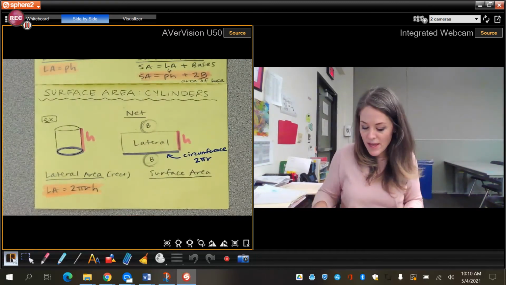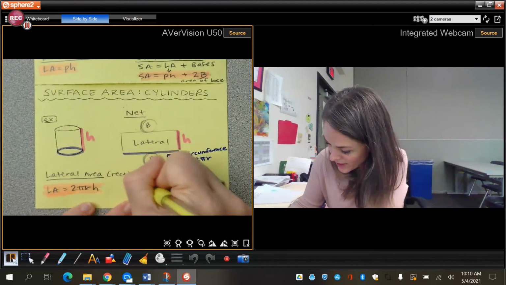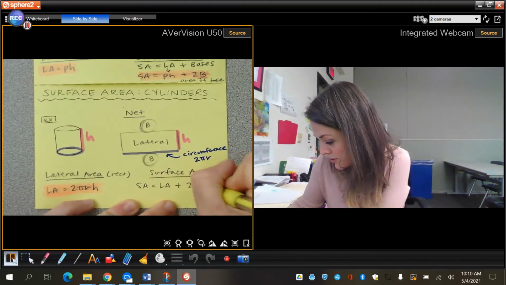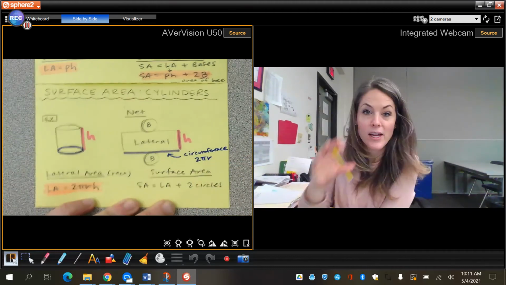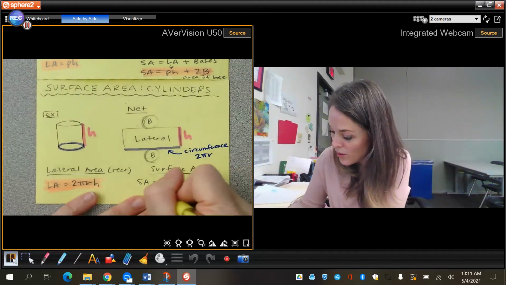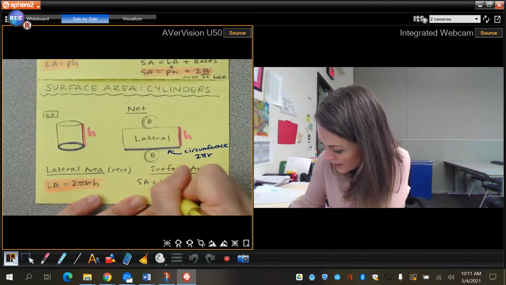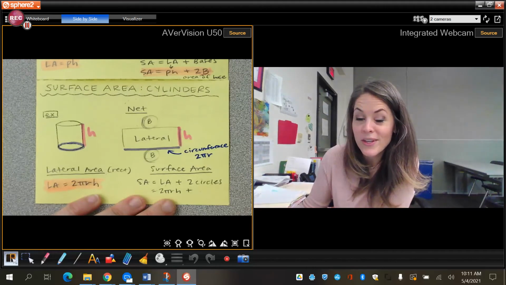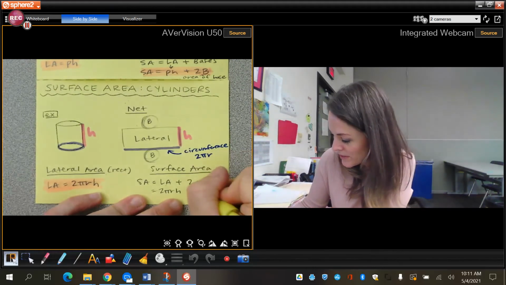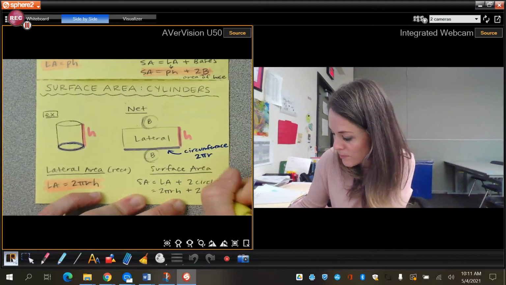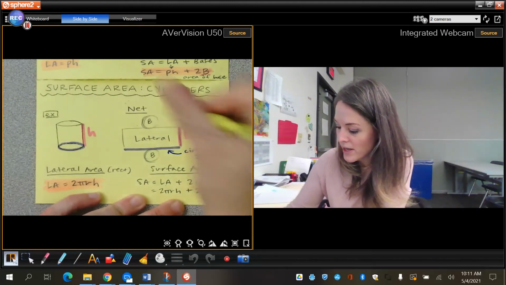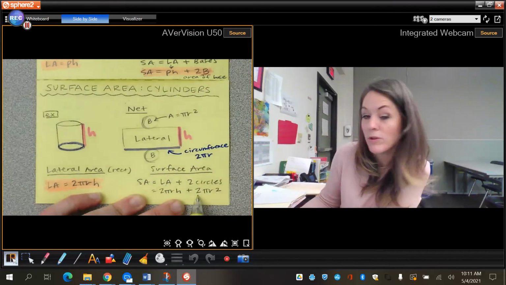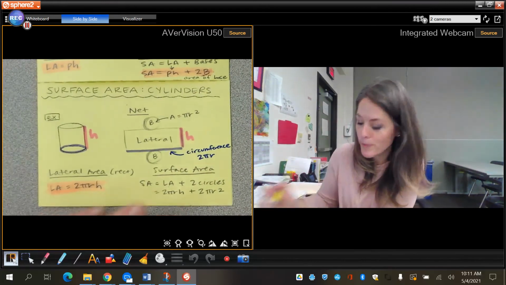Then we're going to do total surface area. So surface area is going to be the lateral area plus the two circles, just to kind of break it up for you. So lateral area is 2 pi r h plus 2 times the area of a circle, and the area of a circle is always pi r squared. So we're just multiplying it by 2 because there are two bases.